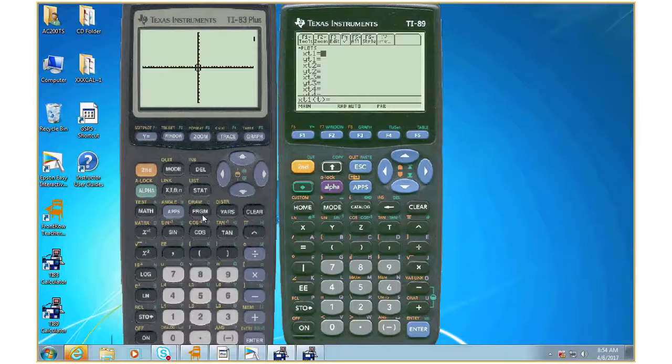And of course you can zoom. What is it? It's not standard. I can't ever remember the zoom fit. There it is, zoom fit. There we go. And it's a parametric graph with respect to time.